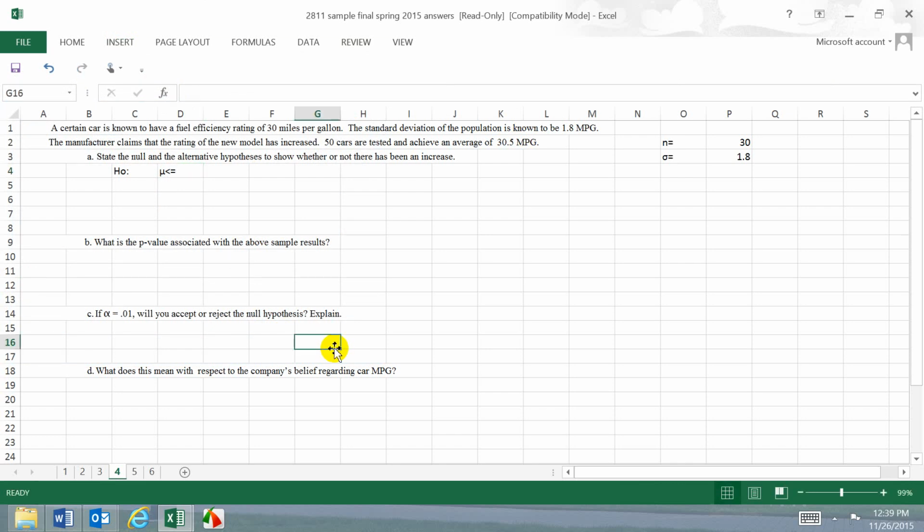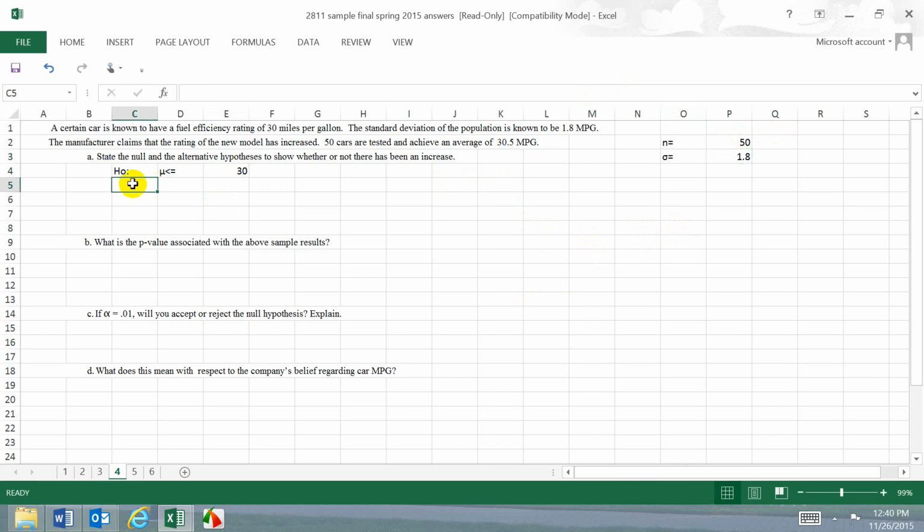And what was it before? 30 miles per gallon. I'm sorry, let me just come back to here. I misread that. 50 cars are tested, so the sample size is 50. What we said still holds because it's a large sample size.